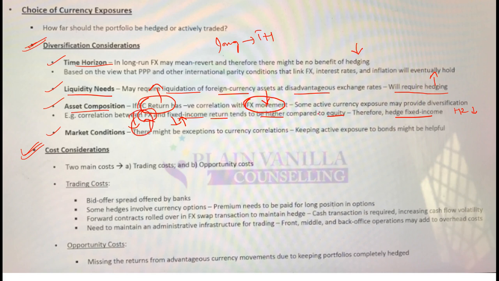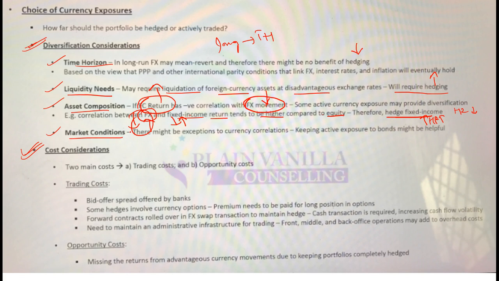But if you are keeping equity in foreign currency investment, you know that foreign exchange rate and equity would have low correlation or negative correlation. In that case, you have diversification benefits. So in that case, you want to keep the hedge ratio lower. So high hedge ratio if you are investing in fixed income generally, and low if you are investing in equity generally. But then again, market conditions are also important.